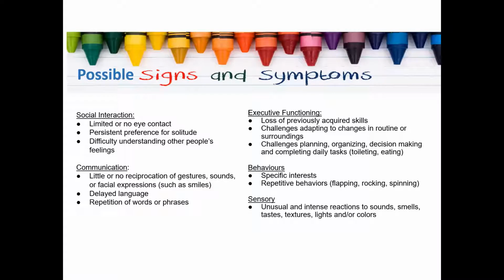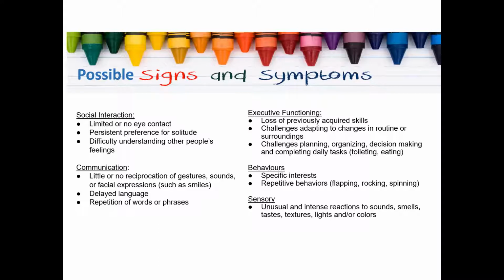So here are some possible signs and symptoms of autism spectrum disorder. When looking at the social interaction piece, some signs of that would be limited or even no eye contact, persistent preference for solitude, difficulty understanding other people's feelings. So they are a lot of the nonverbal communication challenges that individuals on the autism spectrum can experience. Other communication challenges: little or no reciprocation of gestures, sounds, or facial expressions, such as smiles. They may have delayed language or delayed speech, and repetition of words or phrases can be common as well.